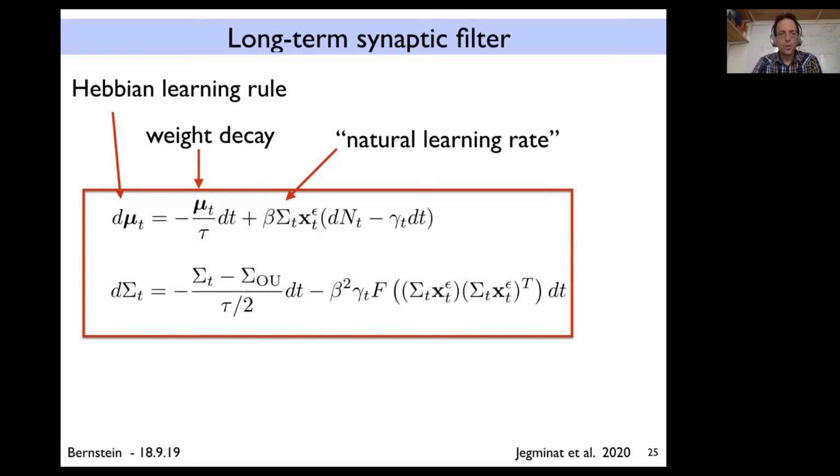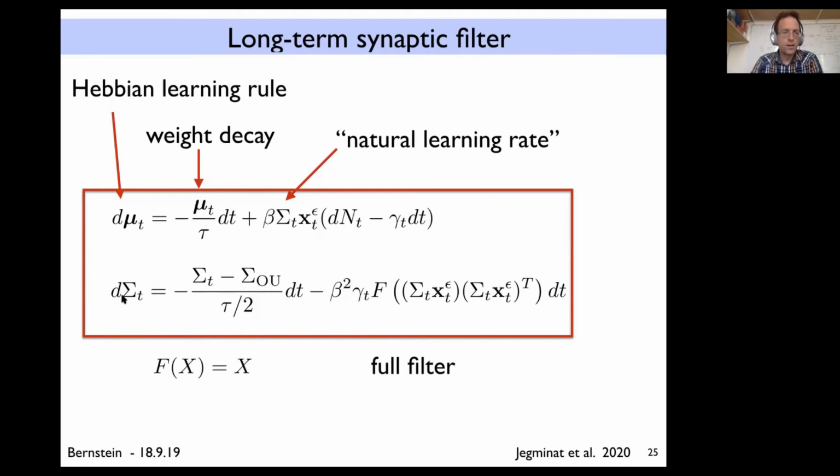Okay, maybe just a little note, because it was a question of Mate during one of the last group meetings. You can have different versions of this filter. This is what I would call the long-term synaptic filter. If I allow my function f of x to be x, so I have my full sigma x transpose, then I have my full synaptic filter.